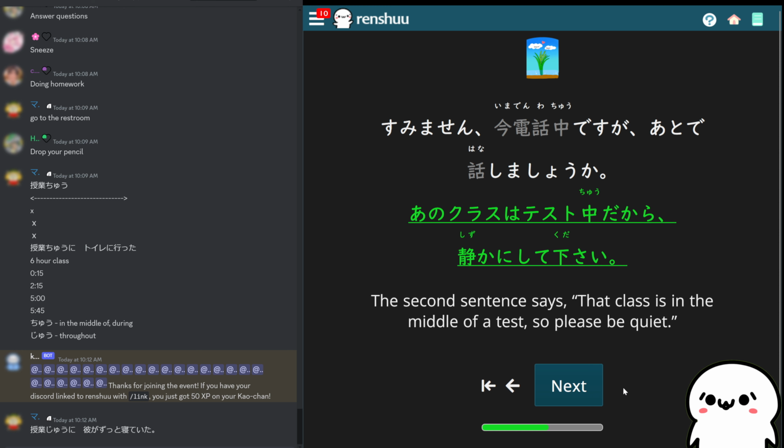Similarly, for example, you're walking down the hallway in a classroom, and some kids are being loud, and you're the teacher walking nearby, and you're like, hey guys, quiet. That class over there, they're in the middle of a test. Don't talk. あのクラスはテスト中だから静かにしてください.